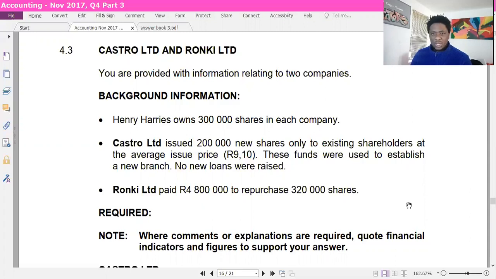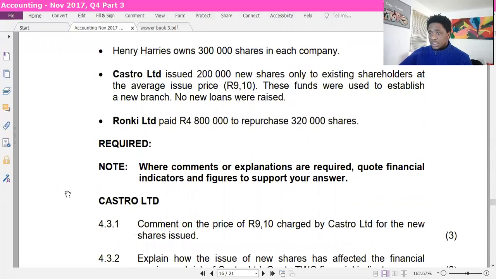Maybe they might ask a question about how did the issue of shares affect the business, and then you need to be able to see what that branch managed to do for the business. And then they mentioned there that no new loans were raised. Cool. And then they say there Ronco Limited paid 4,800,000 to purchase 320,000 shares. So if you divide 4,800,000 by 320,000 shares, they actually paid 15 Rand per share. So let us go into the questions.